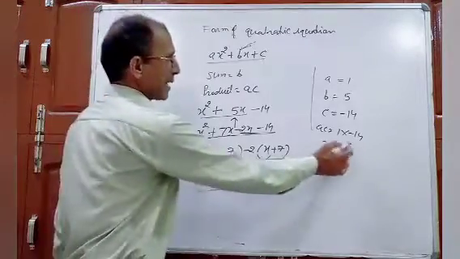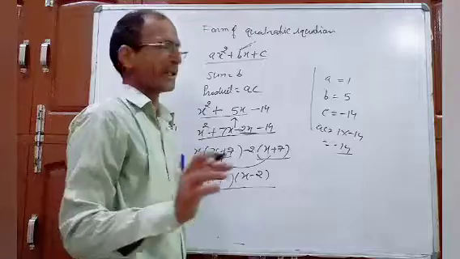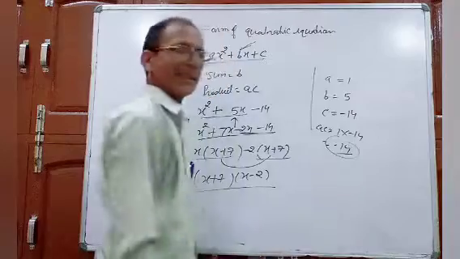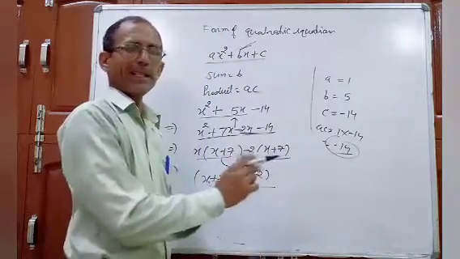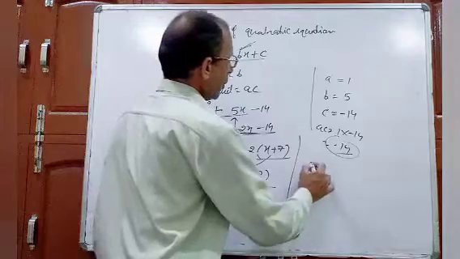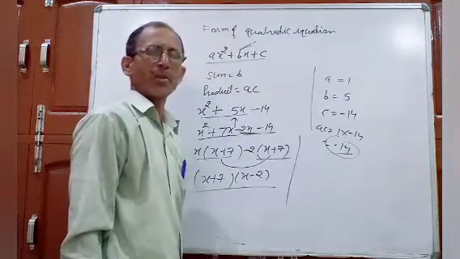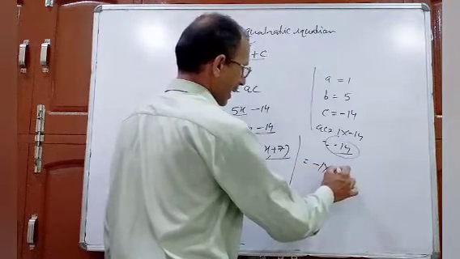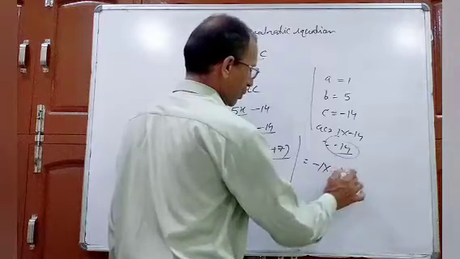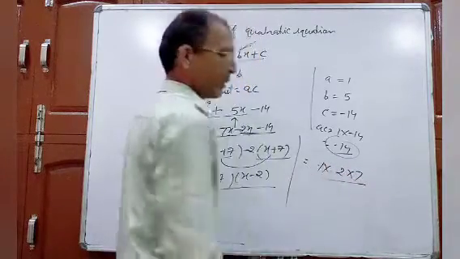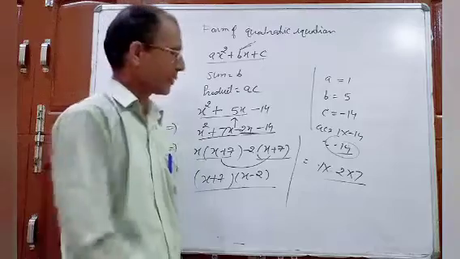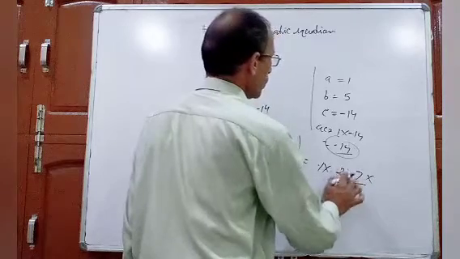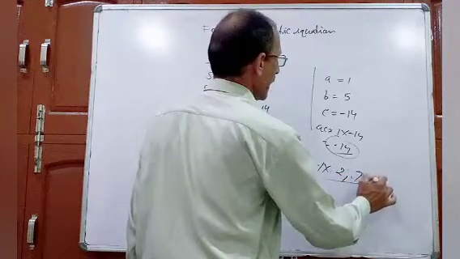Now some students are confused, they don't know which numbers we have to select. So for this I will tell you one easy method. What is AC? Now see, AC is minus 14. So make all the possible factors of minus 14. Ignoring the sign, you can make the factors 1, 2 and 7, and 14. So 2, 7, 1 and 14.